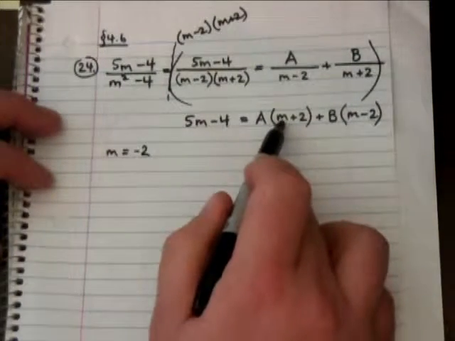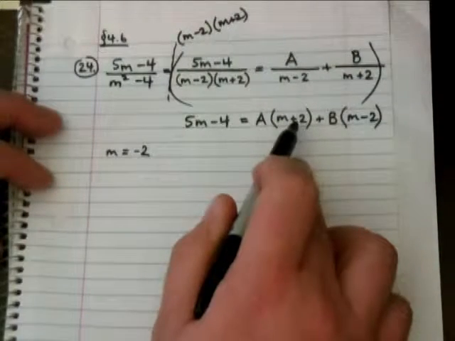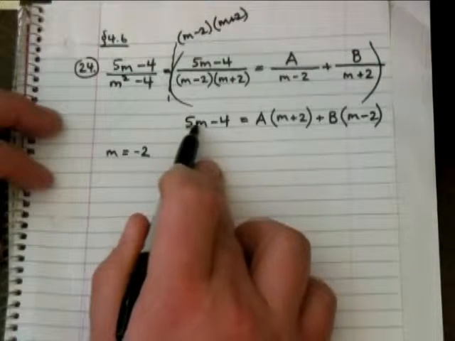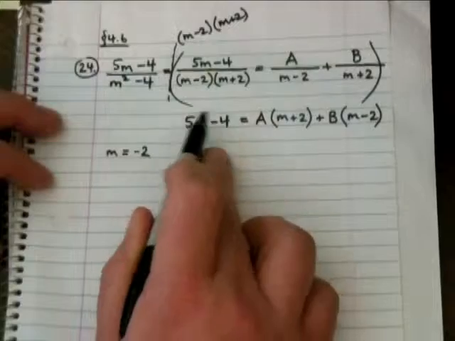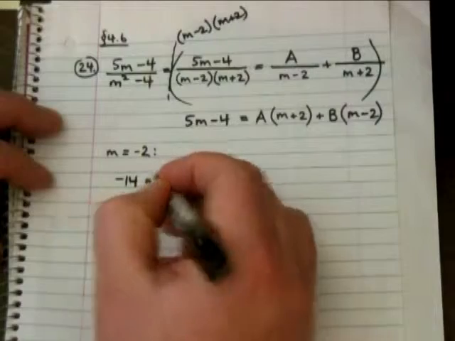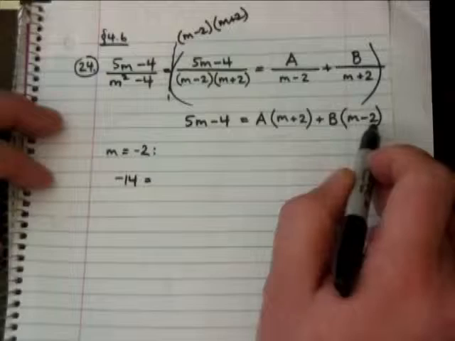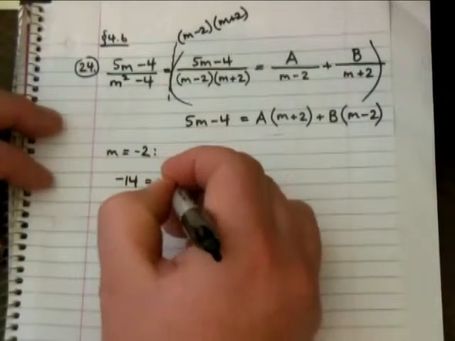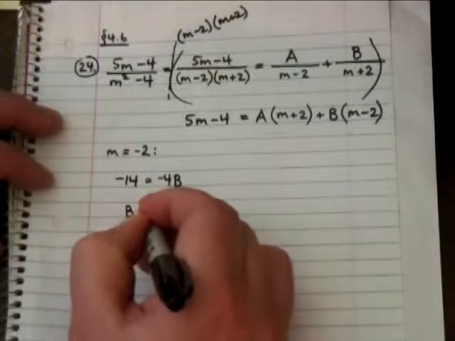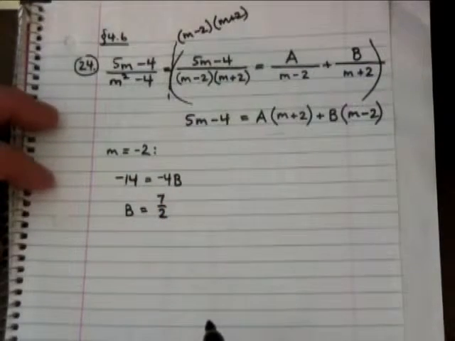If m is negative 2, then that will make this set of parentheses 0, so I've got 0A. On the left, I've got 5 times negative 2, which is negative 10, minus 4, so negative 14, equals, well, we already said that the A part would be 0, and then I've got negative 2 minus 2, which is negative 4B. So if m is negative 2, I can do this division, and I see that B must be positive 7 over 2.